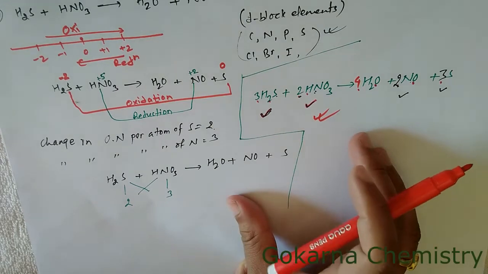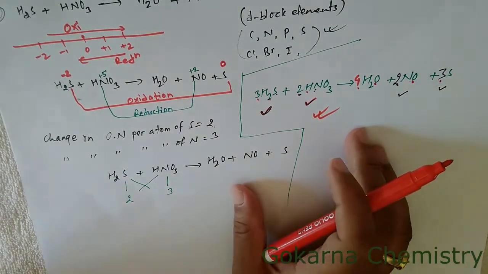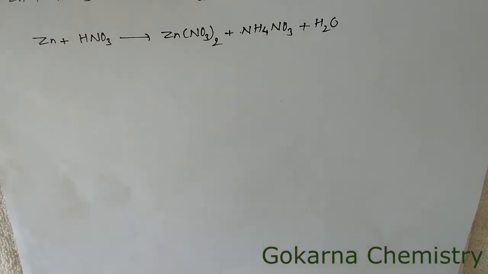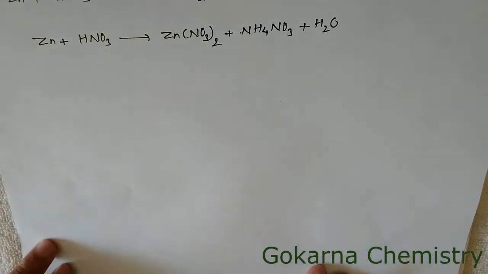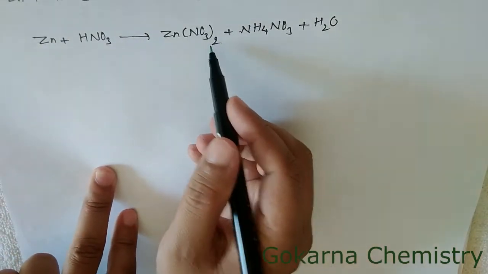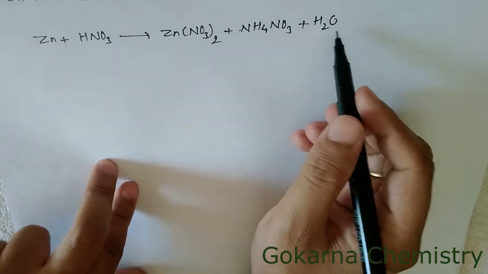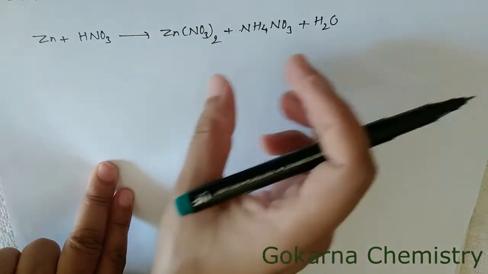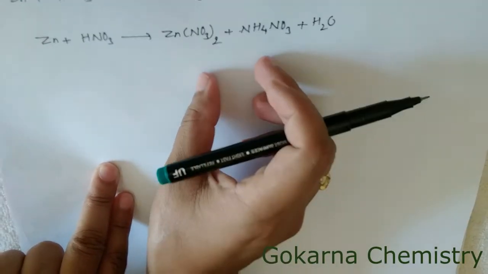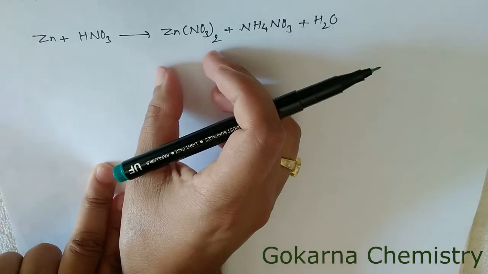This one is very simple. So let us see another chemical reaction. Next chemical reaction, Zn plus HNO3 gives Zn(NO3)2 plus NH4NO3 plus H2. This is a little different type of chemical reaction. So there is some trick and some concept too.